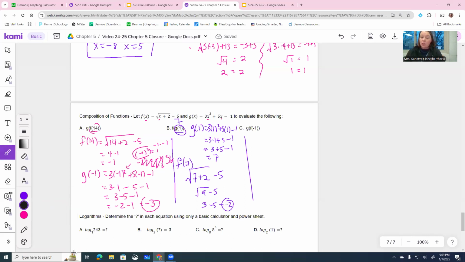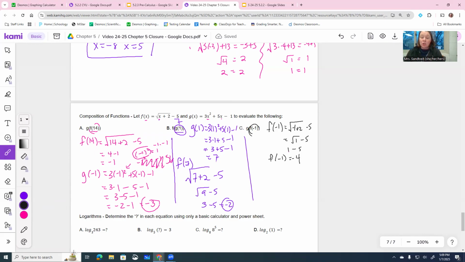All right, and then the last one, g of f of -1. So I'm going to start with that f of -1. So the square root of -1 plus 2 and then minus 5. So that's the square root of 1 minus 5. That's 1 minus 5. So f of -1 is -4.